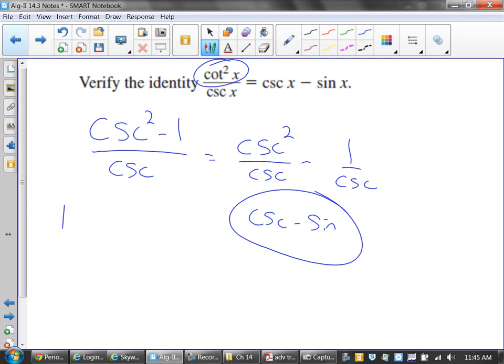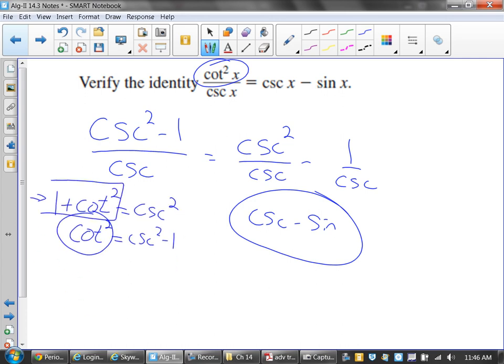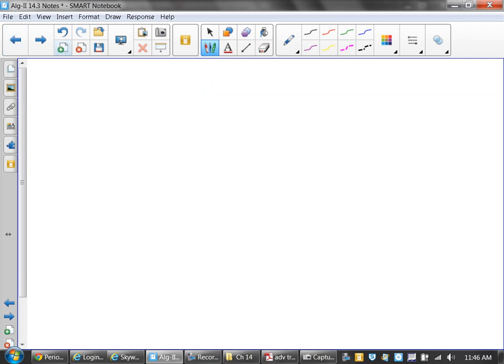Cotangent squared. Remember, 1 plus cotangent squared is cosecant squared, which means cotangent squared is cosecant squared minus 1. This is the identity. This is just solving for cotangent squared. There isn't another formula. What I've done here is that the original started with 1 plus cotangent squared. I just subtracted 1 from both sides to get cotangent squared by itself. That's all.